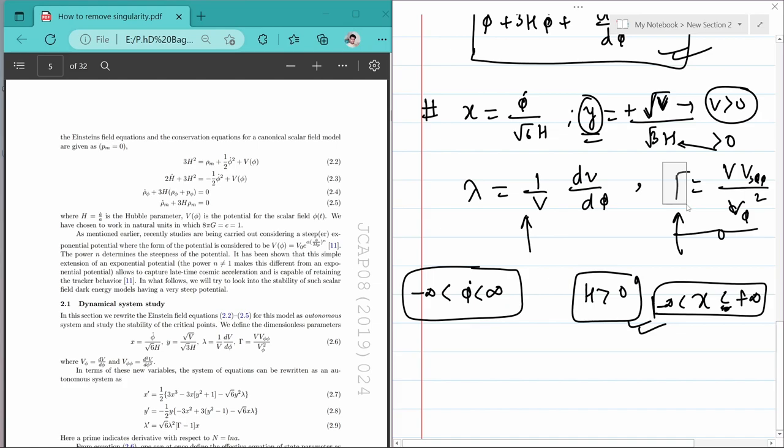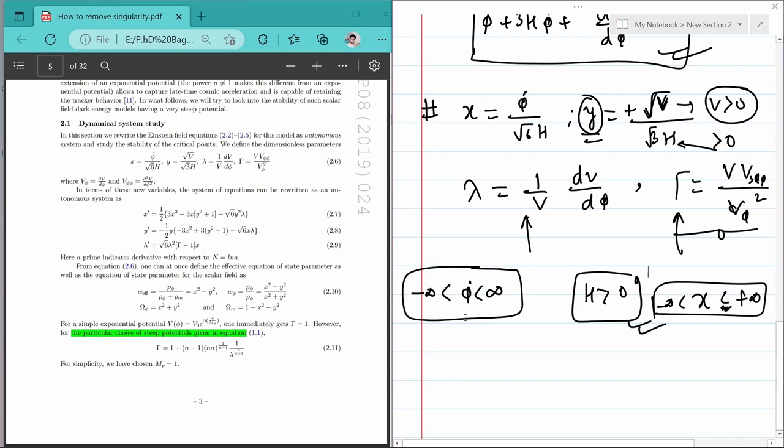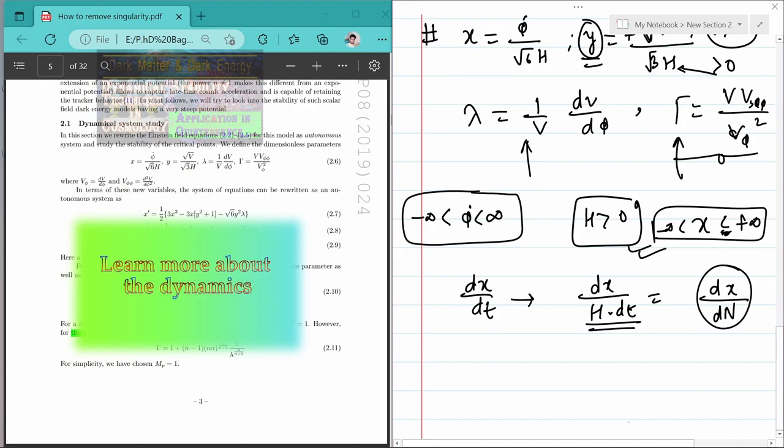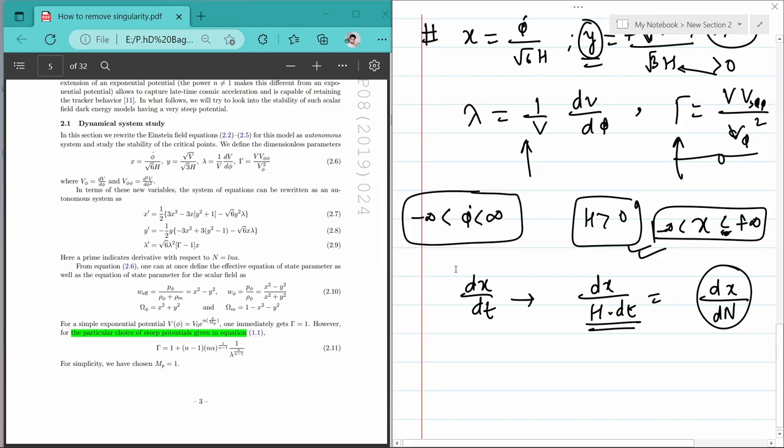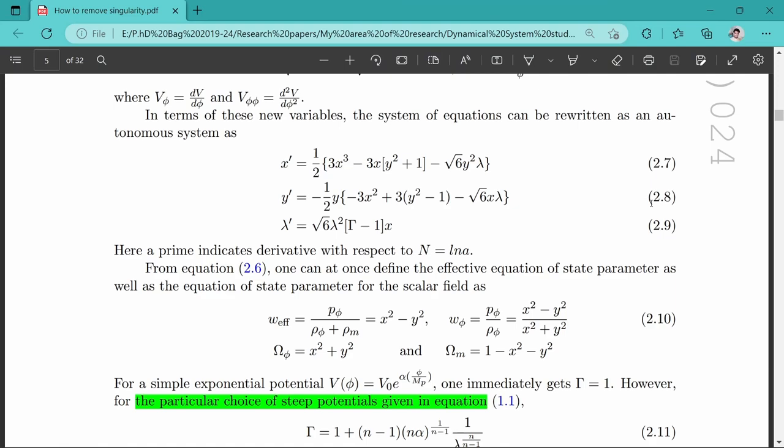Okay, so we first have to define what is dx over dt, and then we can convert it to dx over h into dt, and this h into dt will give you dN, the number of e-folds. This dN is always defined as h into dt, which corresponds to the number of e-folds. Now using this, if you take the derivative, we get the autonomous equations, given by 2.7, 2.8 and 2.9. So you can see here that x prime, y prime and lambda prime, where x prime denotes dx over h dt. Whenever you see this kind of thing, it means it is giving you the x prime equation, and similarly y prime and lambda prime.